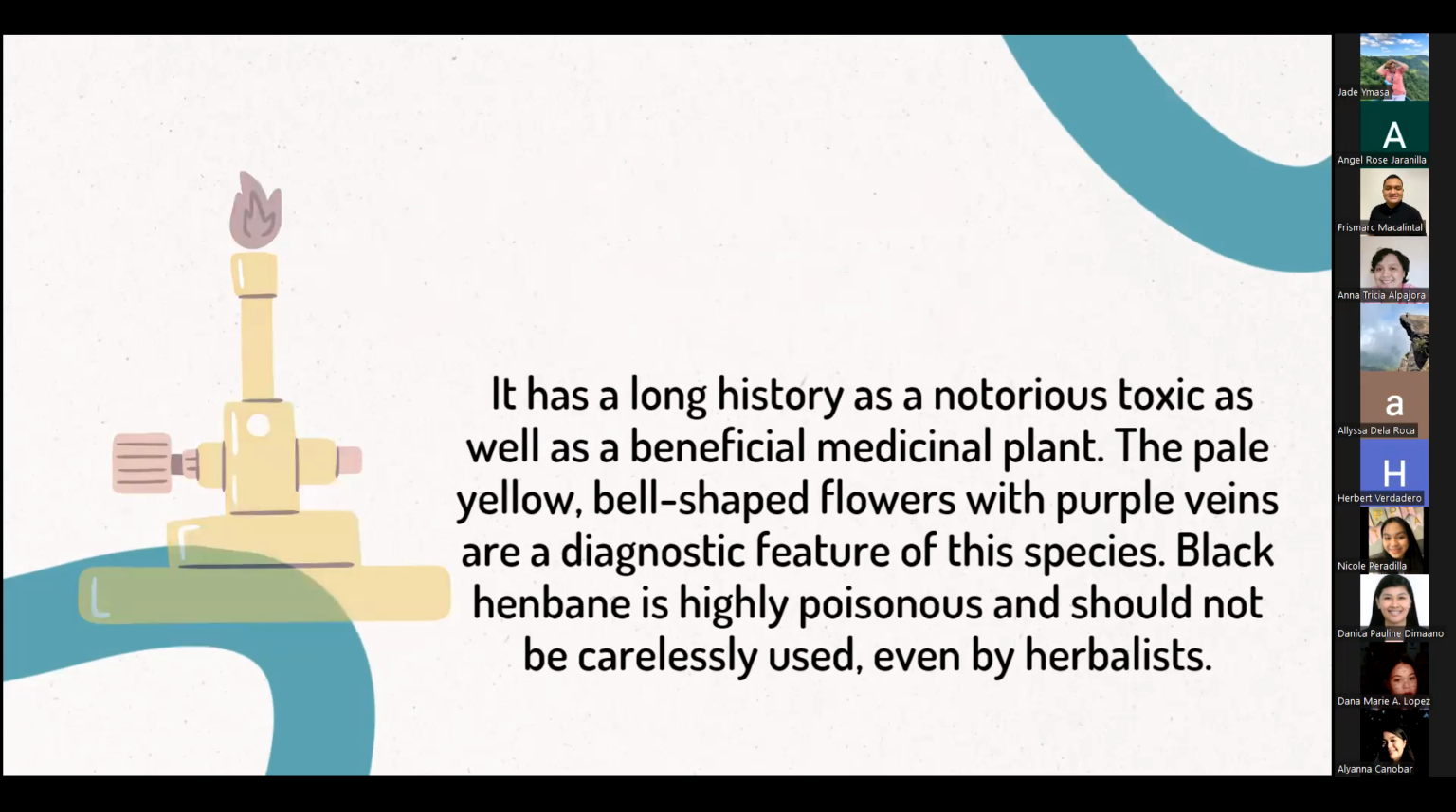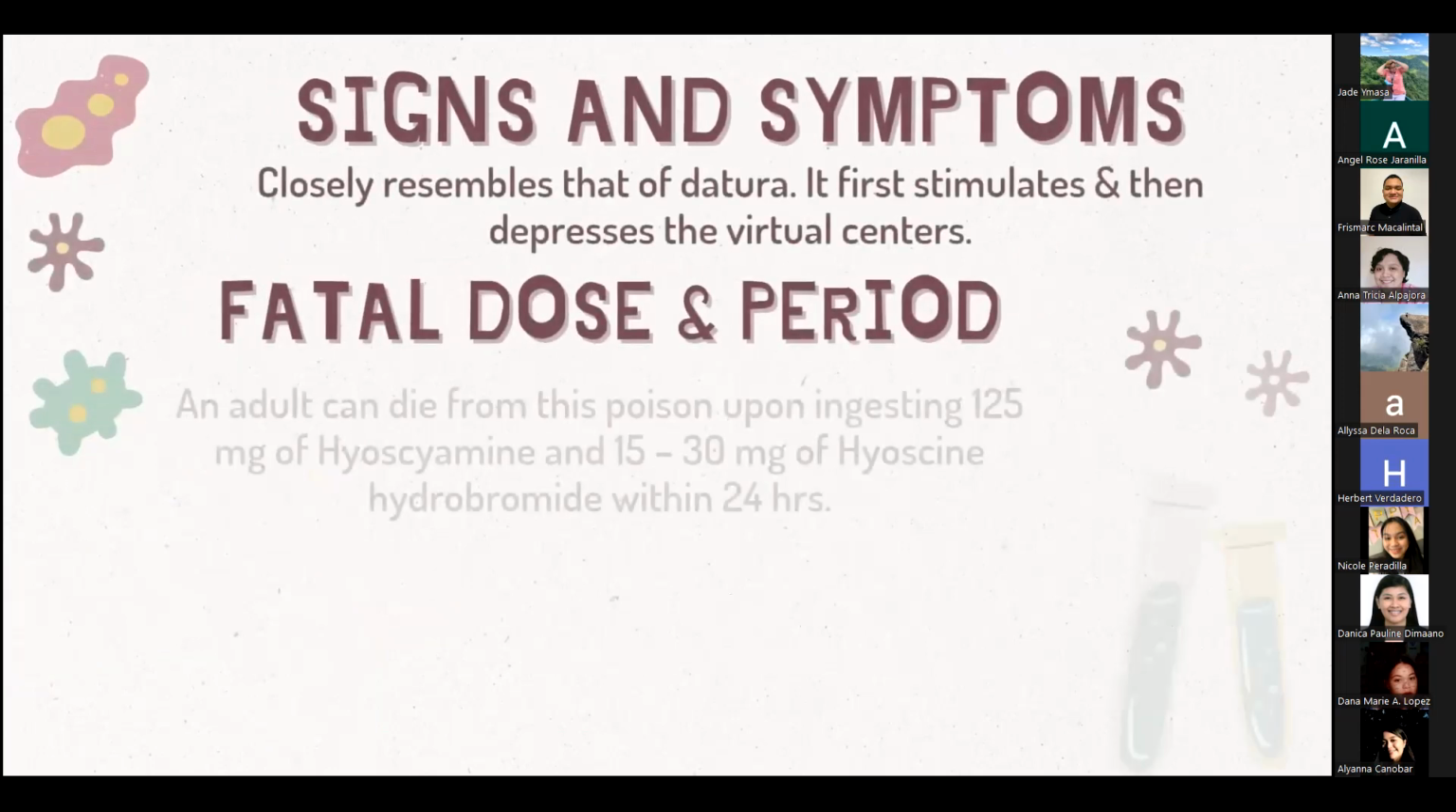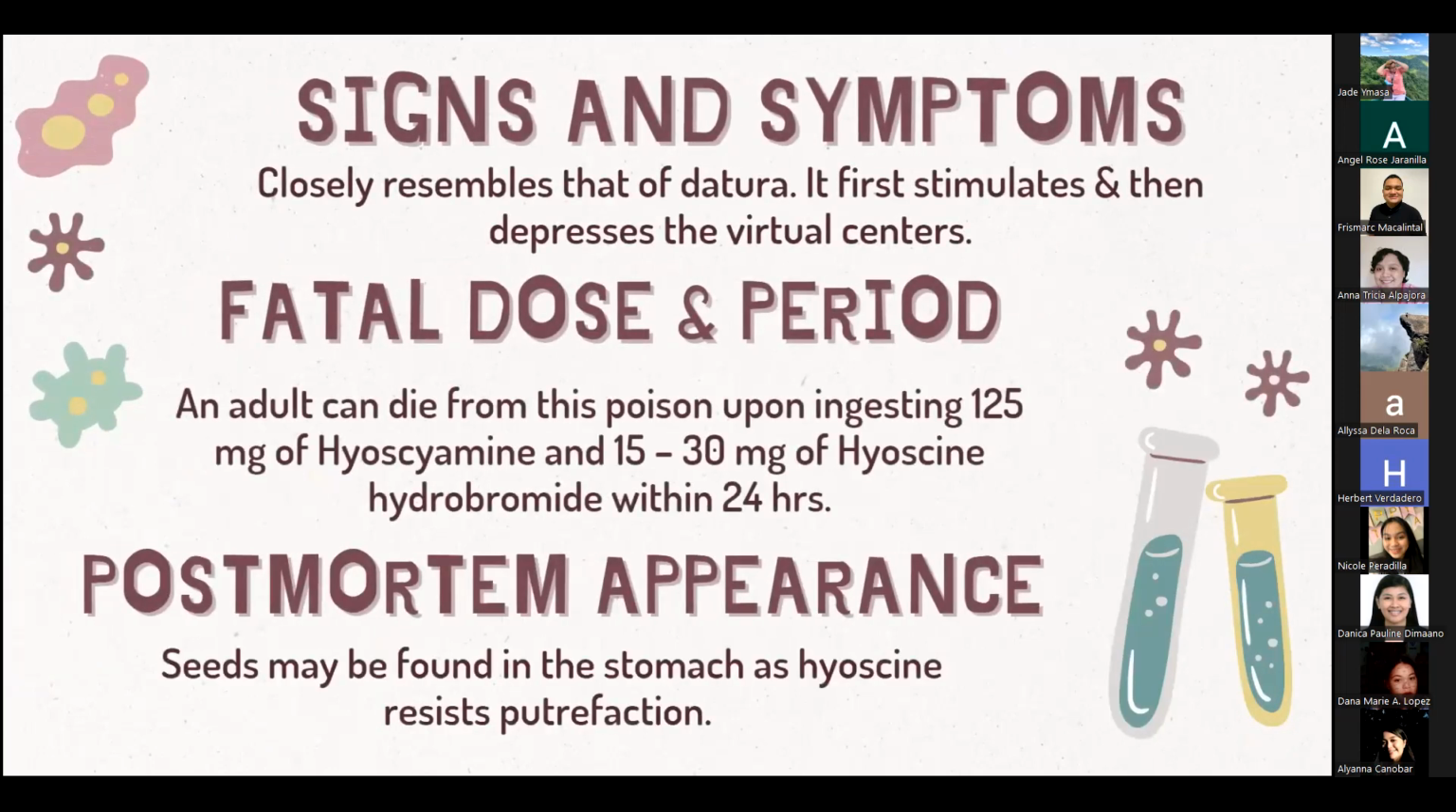Next, we have the signs and symptoms of a person who suffered from poisoning of this cardiac poison. So it closely resembles that of datura, which is a delirium poison that stimulates and depresses the vital centers.